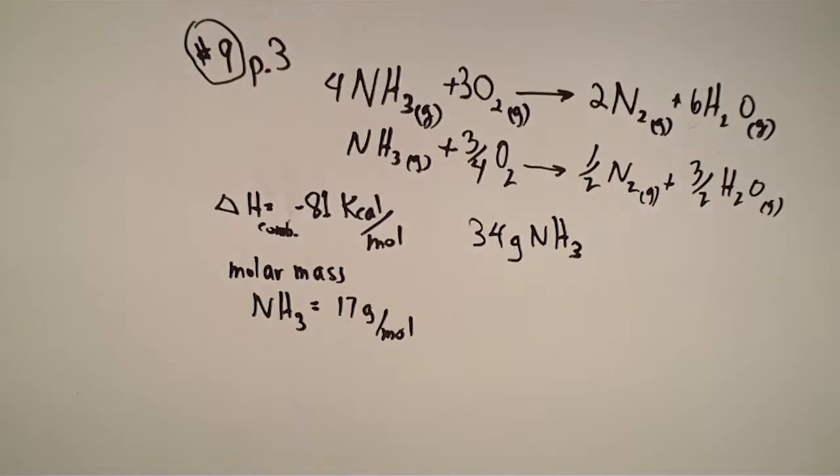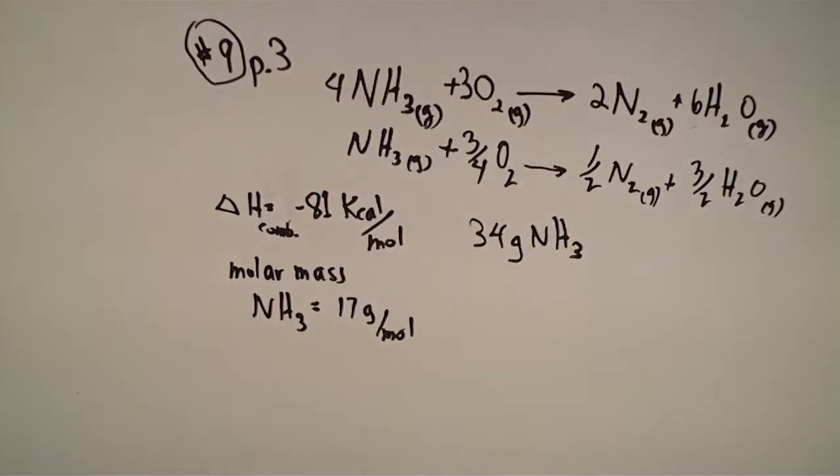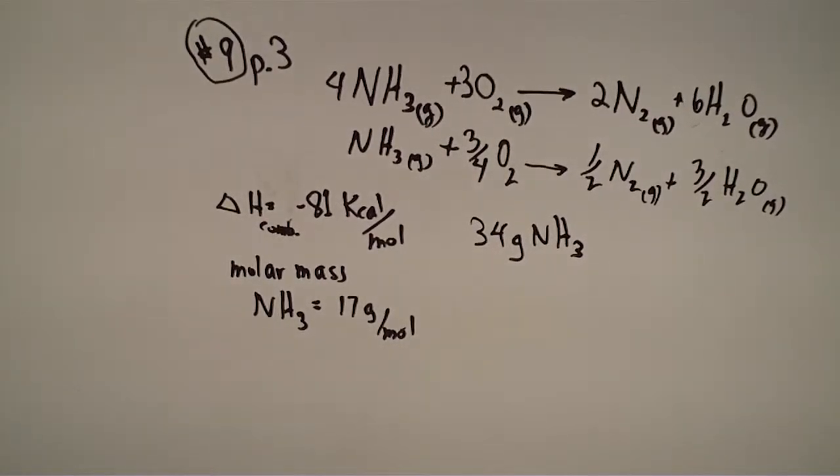Okay, this is number 9 on page 3 of the thermodynamics packet. This problem says that the heat of combustion of gaseous ammonia is 81 kilocalories per mole. How much heat is evolved in the reaction of 34 grams of ammonia with excess oxygen?